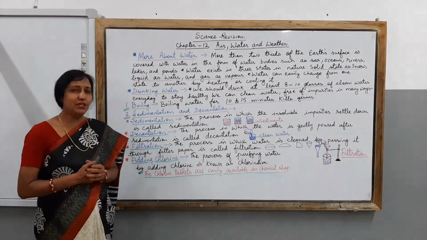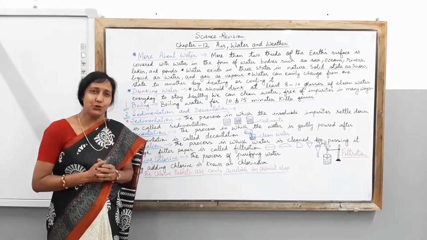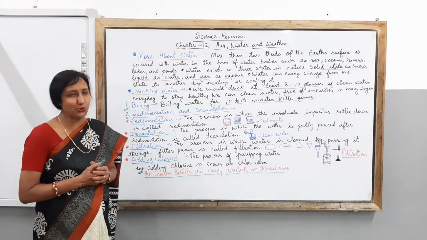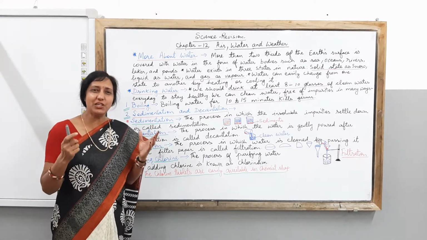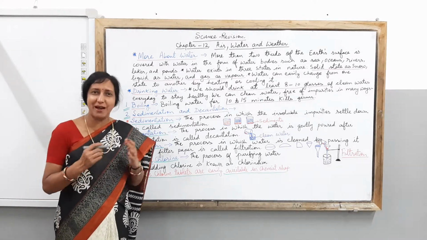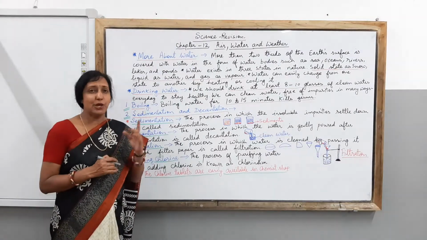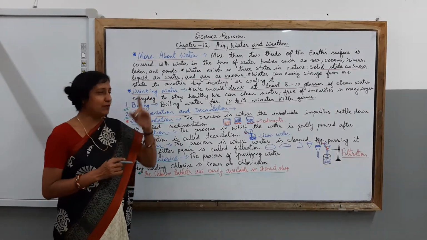And in today's class children we are going to do our annual exam revision. As you know children that your annual exams are about to come. So you need to revise each and every topic so nicely so that you are able to answer each and every question being asked there. So children, in today's class we are going to revise chapter number 12, Air, Water and Weather.